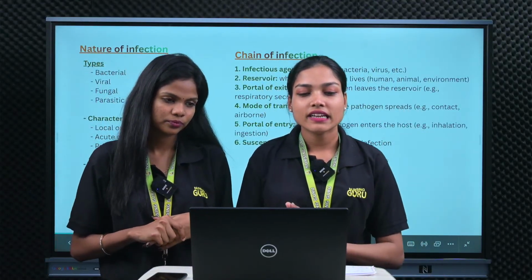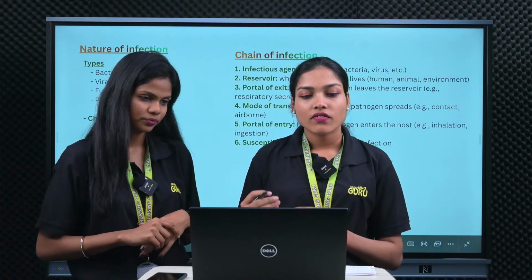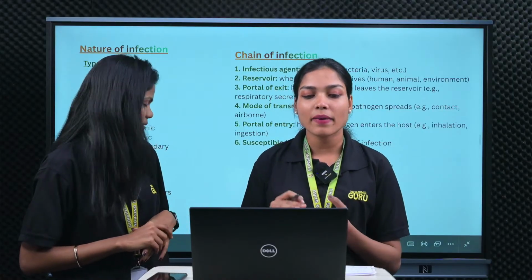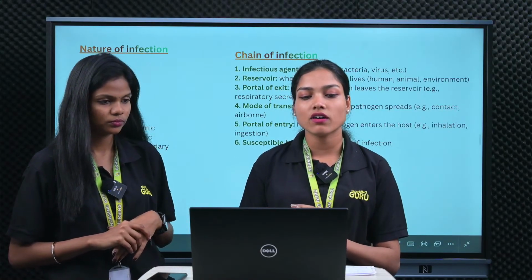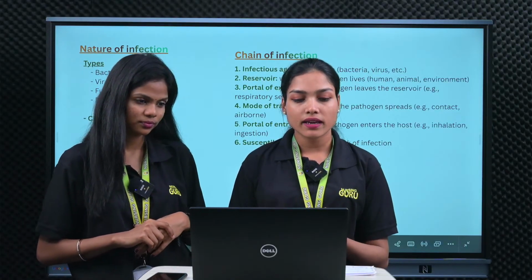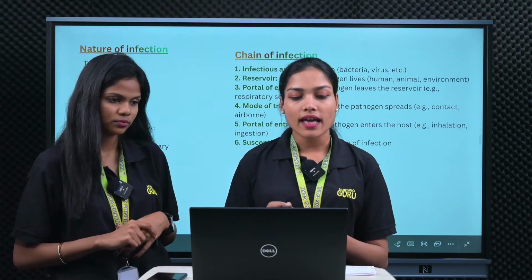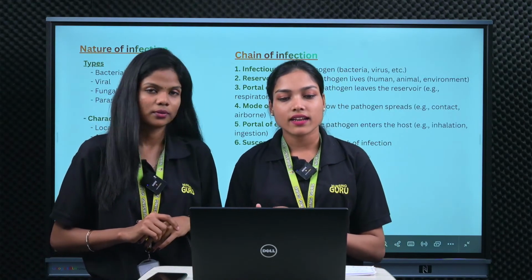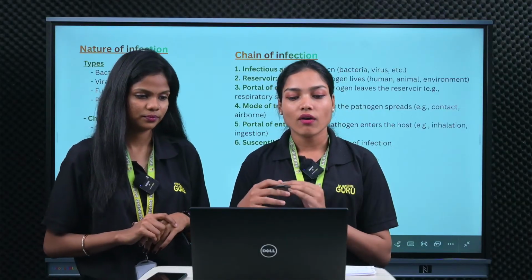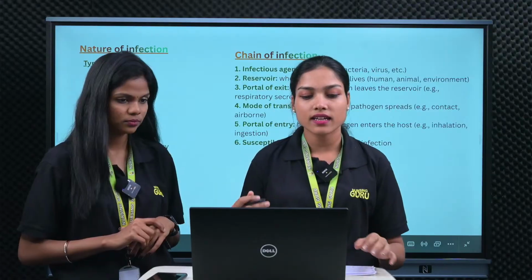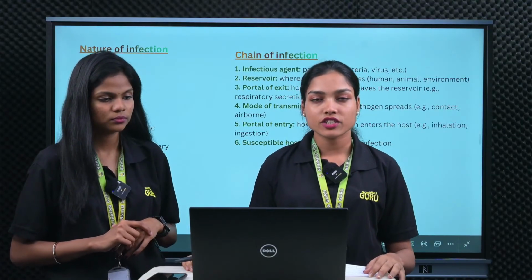So first one, nature of infection. First, types: bacterial, viral, fungal and parasitic. These are the main types of infections. Then characteristics: local or systemic, acute or chronic, and primary or secondary. Then factors influencing infection: pathogen virulence, host immunity, environmental factors. These are the factors influencing the nature of infection.